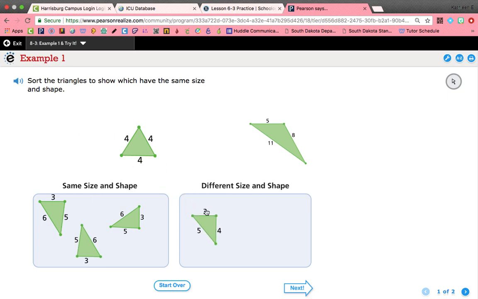This one's not because it's 3, 5, 4. This one's definitely not. We can tell just by looking at it, and this one as well. This is an obtuse triangle, and these ones are definitely all acute.